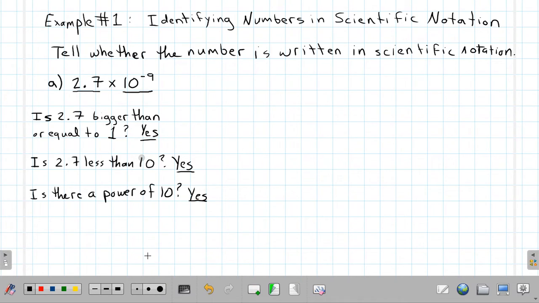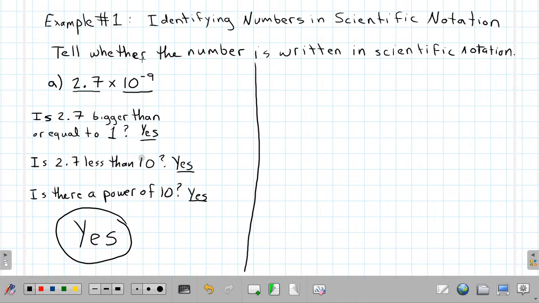So if all three of those are yeses, and let me split it here because we're going to look at another one in just a second, then the answer itself is yes. This is a number written in scientific notation. The 2.7 is bigger than or equal to 1, it's less than 10, and then it's being multiplied times a power of 10.